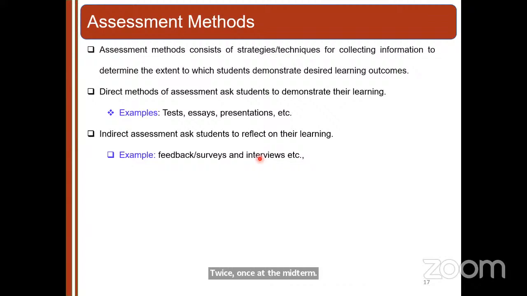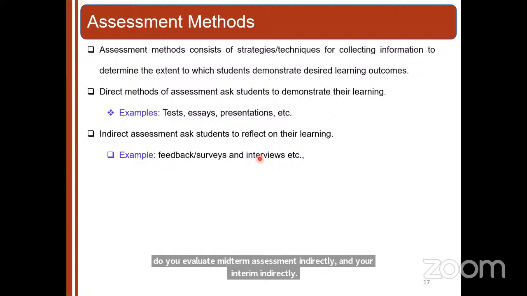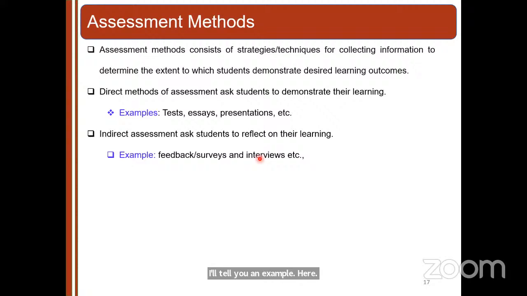And assess yourself, compare and analyze how this indirect assessment has changed. I mean, how do you evaluate the midterm assessment indirectly and your end term assessment indirectly? I'll tell you an example here. Let me say a course has 5 COs, and you are trying to test the knowledge of the student in all these 5 COs in the direct assessment procedure.